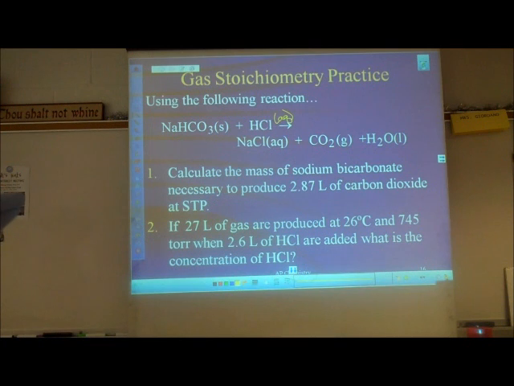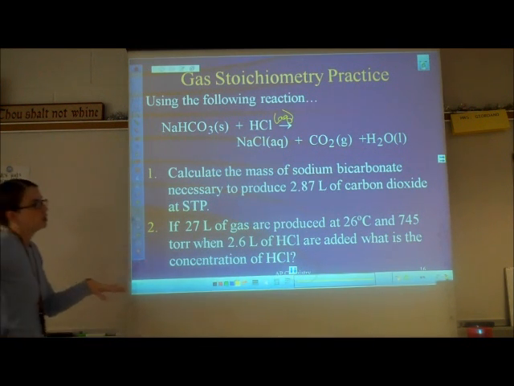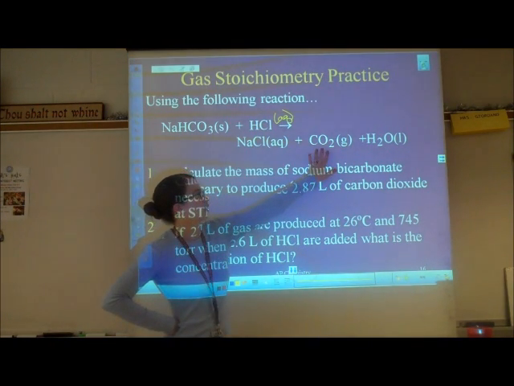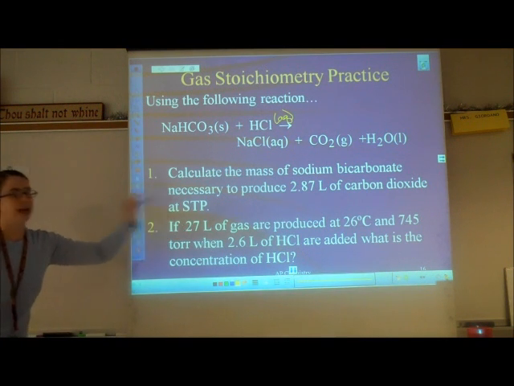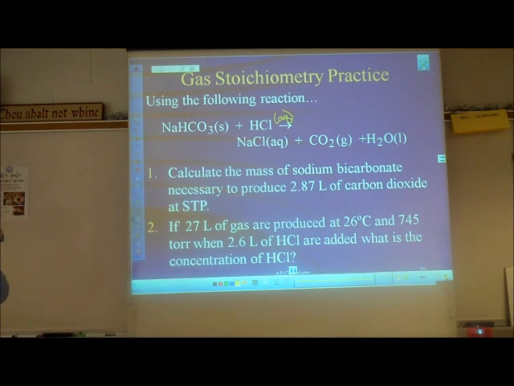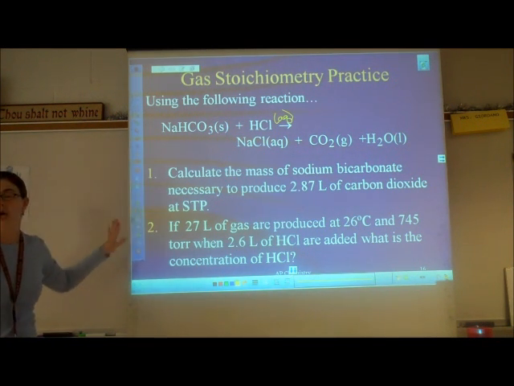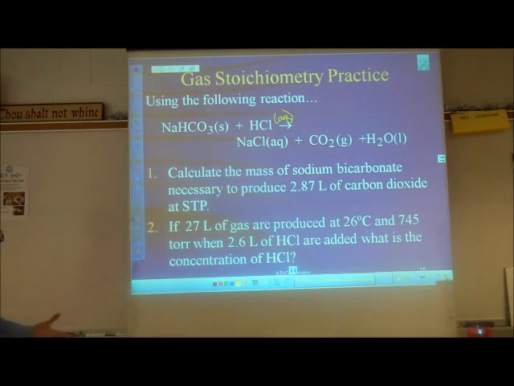So calculate the mass of sodium bicarbonate necessary to produce 2.87 liters of something that is a gas, carbon dioxide, and we're at STP. Look at the previous slide. What is it okay to use? 22.4. Number 1 is a very Chem 1 kind of question. You don't need the ideal gas law. It's just a 3-step stoichiometry conversion.